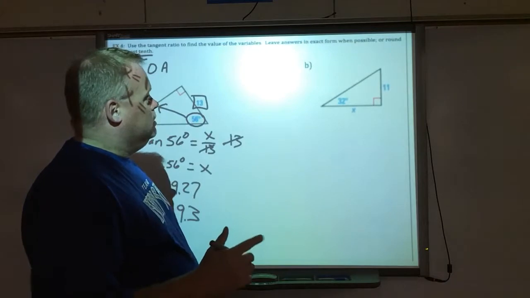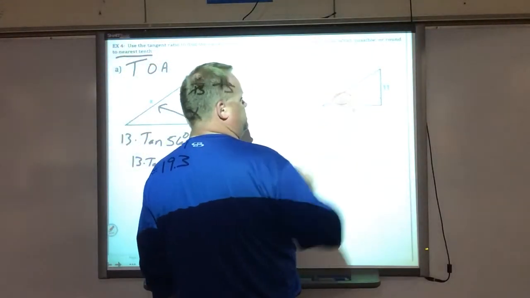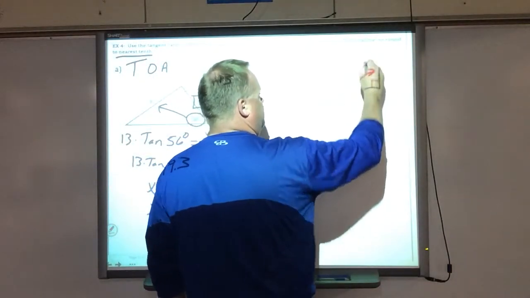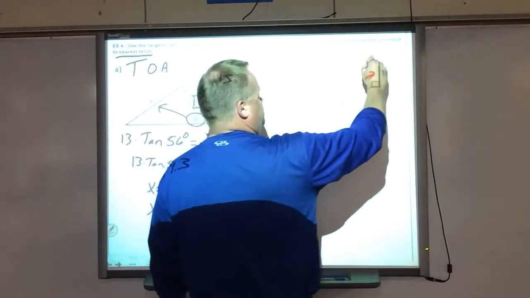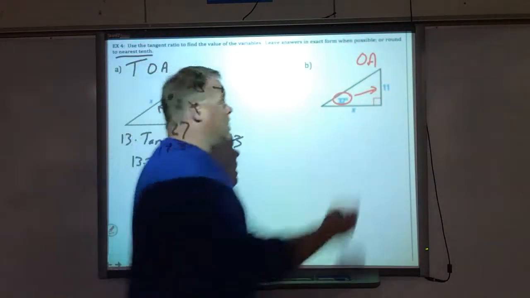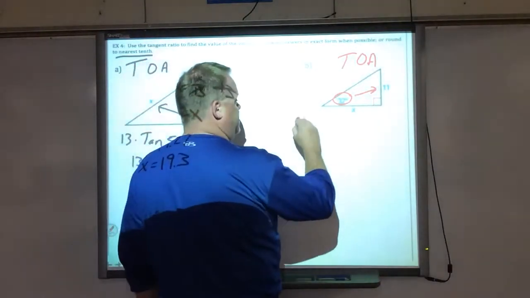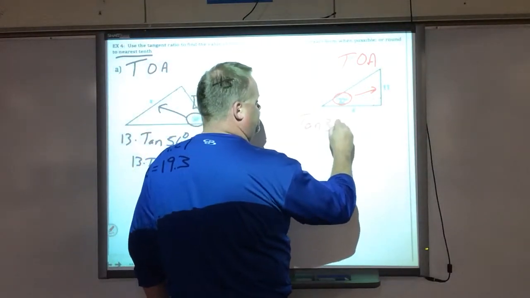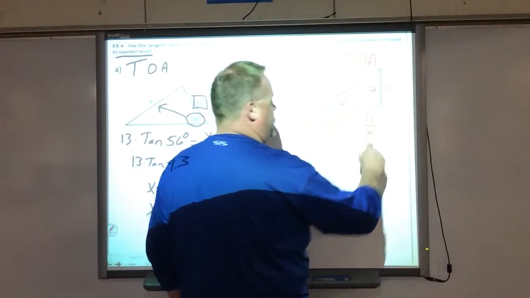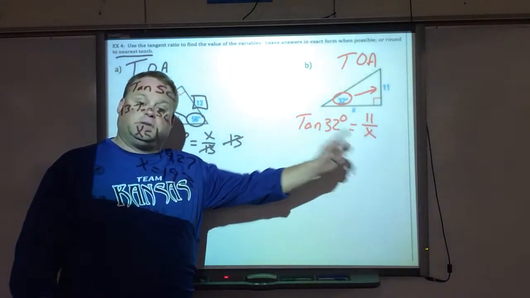Here we go. I have an angle, 32 degrees. I have an opposite side, 11, so I have an opposite. I have adjacent. Well, once again, what do I have? I have TOA. So I'm going to have tangent of 32 degrees equals opposite 11 over x. So here we go. I got to solve for x.